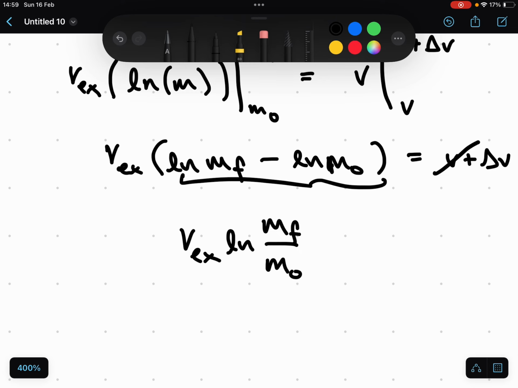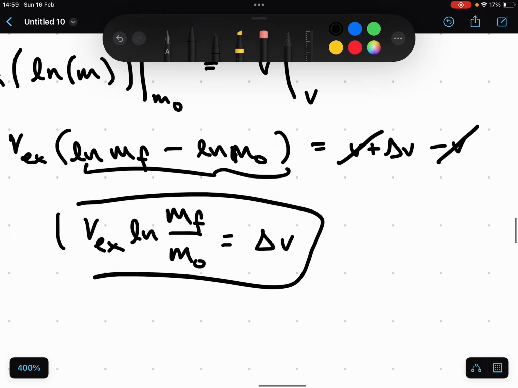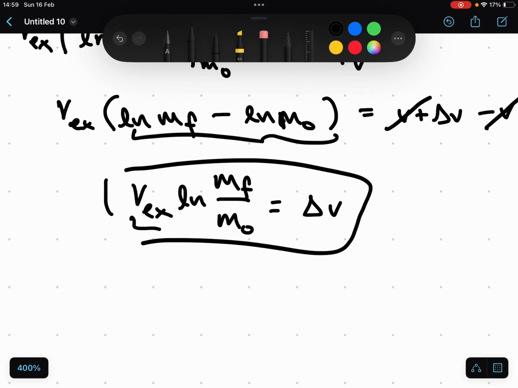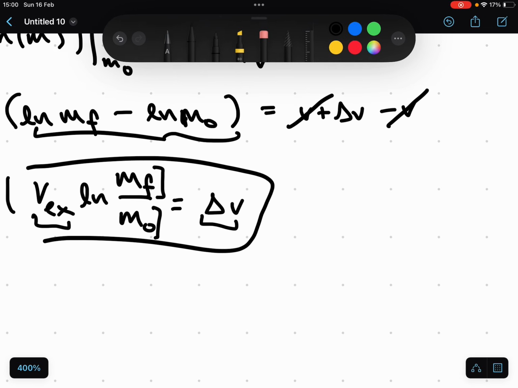There we are. Just to recap, v ex is our exhaust velocity, mf is our final mass that we're going to have, m0 is the initial mass, including the propellant that's currently in there, and delta v is the amount that the velocity has to increase in order to make that change. So it's more of a change of velocity.